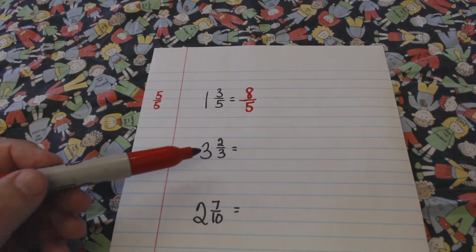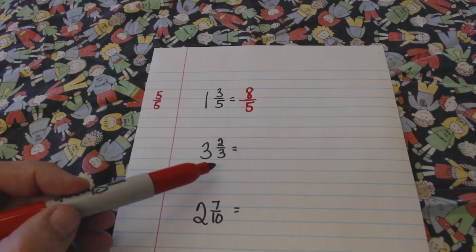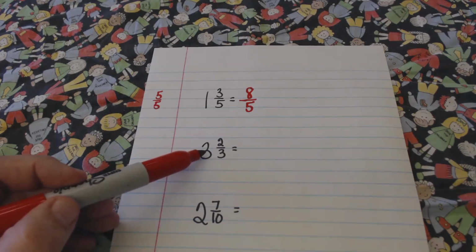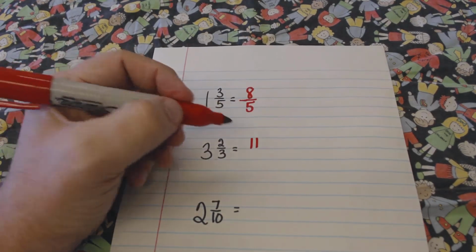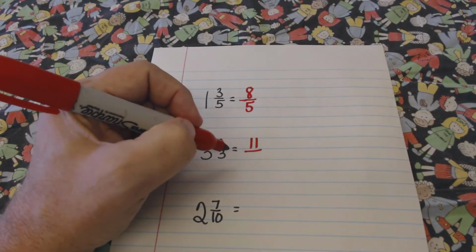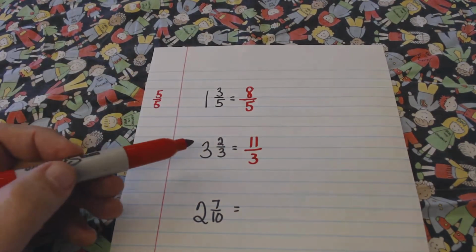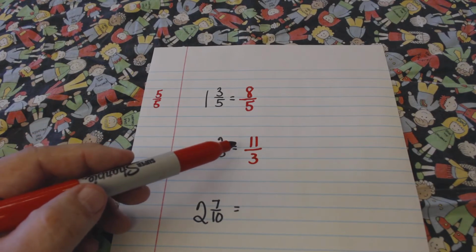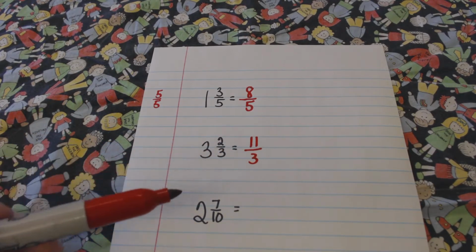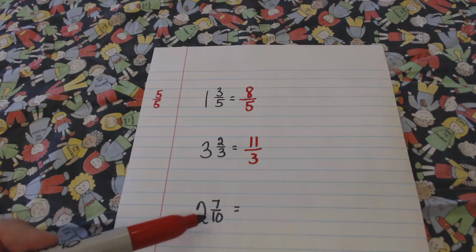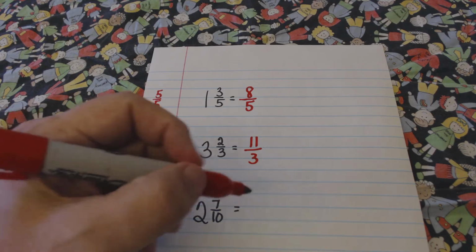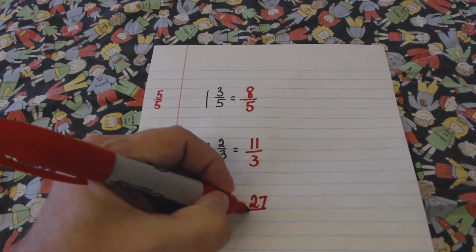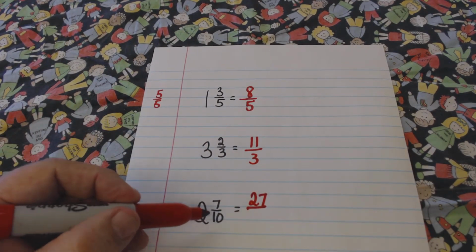So if we follow that procedure with the second one, 3 2/3, 3 times 3 is 9, plus 2 is 11. There's the numerator. The denominator is the denominator from the mixed number, which is 3. So 3 2/3 is equal to 11/3. And finally, 2 7/10, we're going to convert. We do 10 times 2, which is 20. 20 plus 7 is 27. That is our numerator over the denominator of 10.